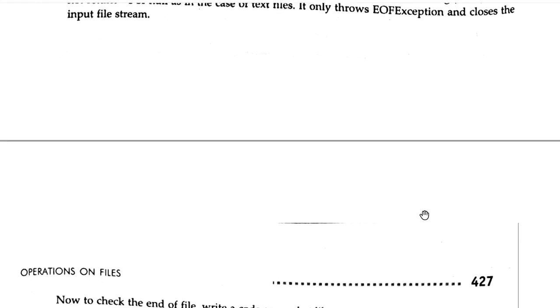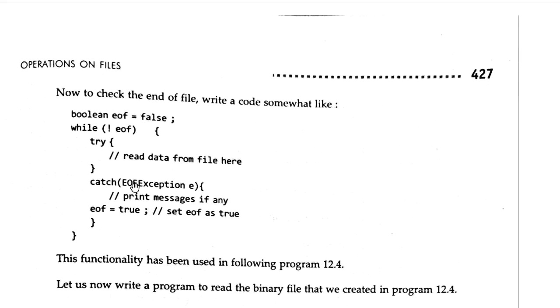How to check EOF? See, this is the technique we will follow. We will declare one boolean variable EOF, any name you can give, and initialize it to false. Then while not that variable, which is false, so not false means true, the loop will start. Then inside the loop a try block where we will read the data from the file. And when it cannot read anything, it will generate an exception which try will throw and catch will handle.